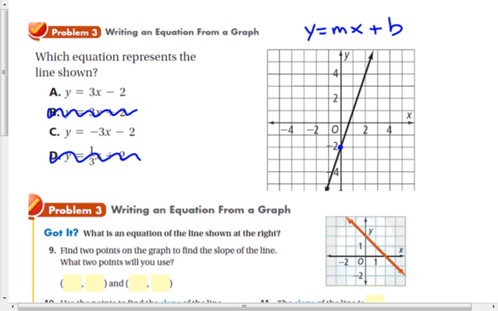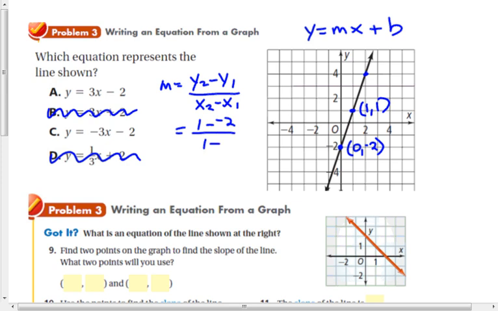And then the other part we need to do is find the slope. To find the slope, we need a couple points. So we have (0, -2), and we have (1, 1). And then we'll use the slope formula. That's subtract the y-coordinates, subtract the x-coordinates, and divide them. So we're going to take 1 minus negative 2 divided by 1 minus 0, and that's equal to 3 over 1, which is 3. And notice it's a positive 3. So I think my answer is A. All right, you try that.